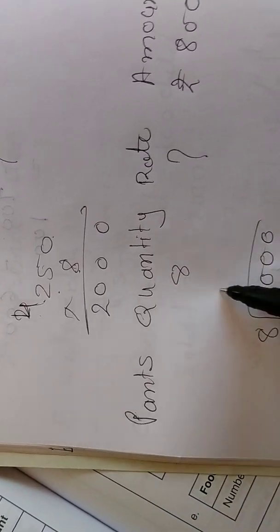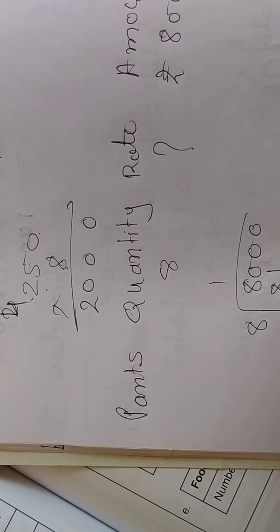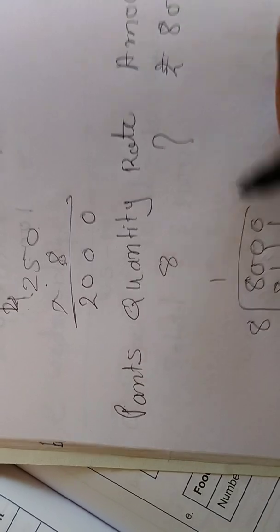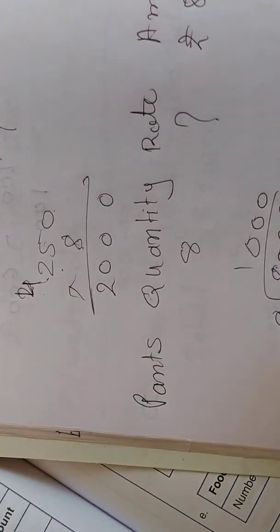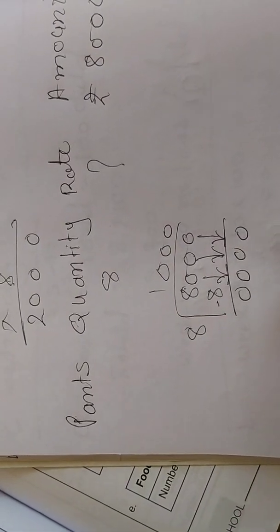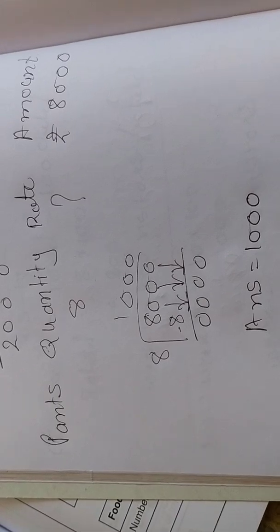8000 divided by 8. 8 ones are 8. 8 minus 8, 0. Bringing down 0. Division is not possible. Bringing down 0. We'll put this 0 here. So the answer is 1000. Got it? Okay students.